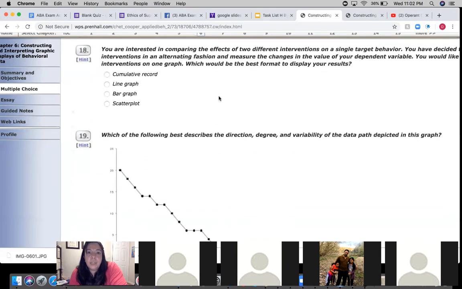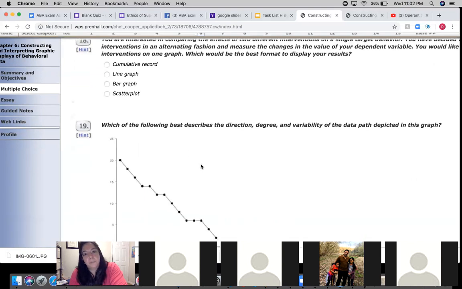You are interested in comparing the effects of two different interventions on a single target behavior. You have decided to implement the interventions in an alternating fashion and measure the changes in the value of your dependent variable. You would like to display both interventions in one graph. Which would be the best format to display your results? Cumulative record, line graph, bar graph, scatter plot. Bar graph.